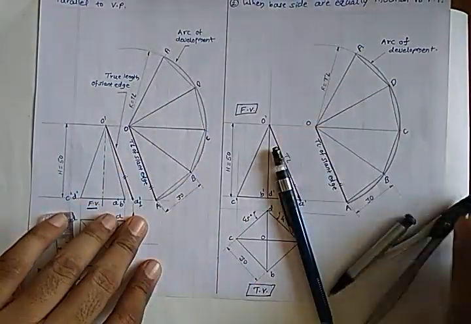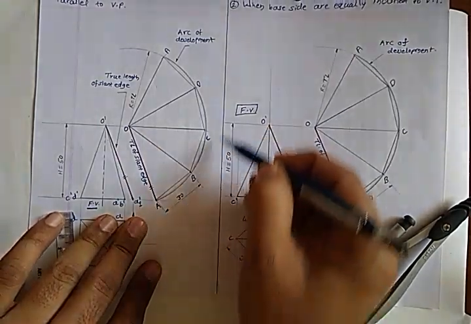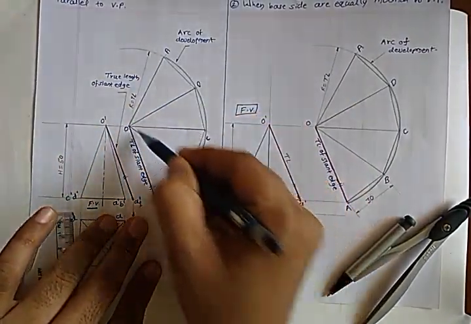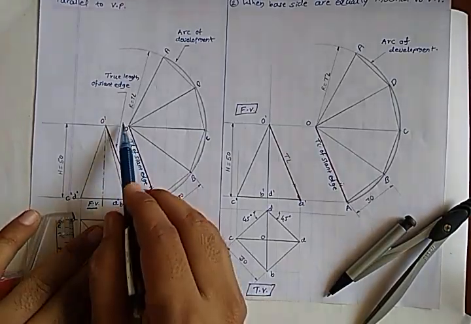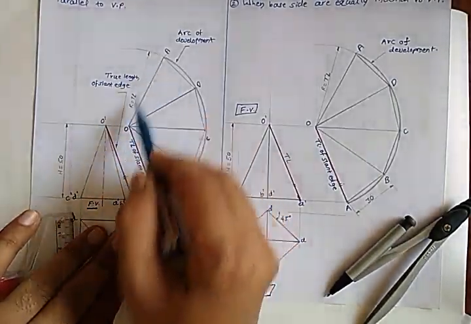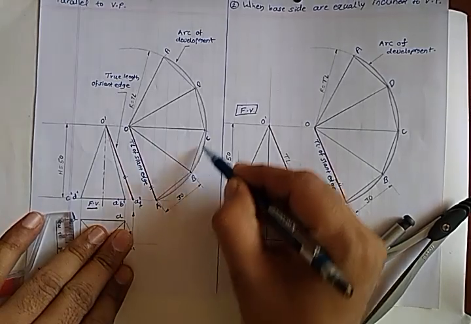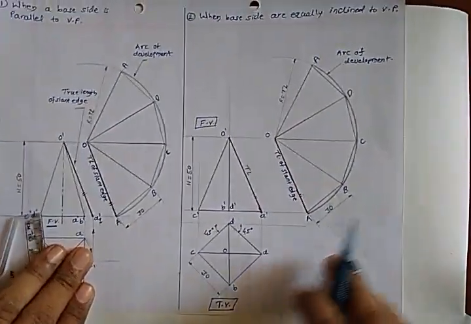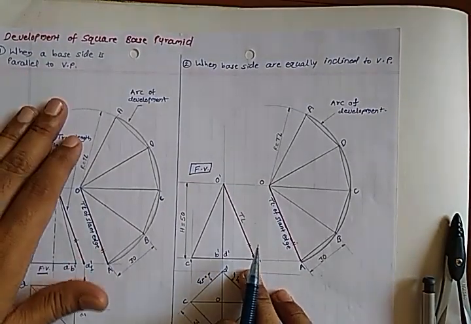Mark those points as A, B, C, D, and again A. Join all these points with O. So we get triangles like this. Join A with B, B with C, C with D, and D with A. So this is the first case, when the base side is parallel to VP.